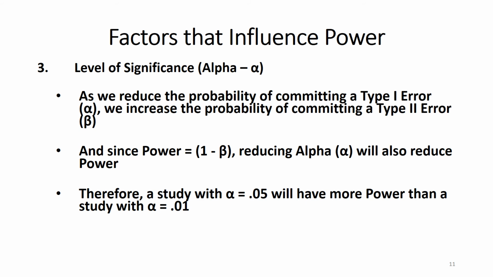Therefore, when we look back to how does that relate back to alpha, look at this third bullet point on this slide. Therefore, a study with an alpha of 0.05, which is what we typically start with, will have more power, all else being equal, than a study with an alpha of 0.01. Why is that? Well, if we're willing to accept a 5% chance of committing a type 1 error, with an alpha of 0.05, if we want to reduce the likelihood of committing a type 1 error and reduce it down to 0.01, we're unfortunately going to increase the likelihood of committing a type 2 error or beta, and therefore 1 minus beta, which is power, that value goes down. So the takeaway here is, as you reduce alpha, you also will reduce power.